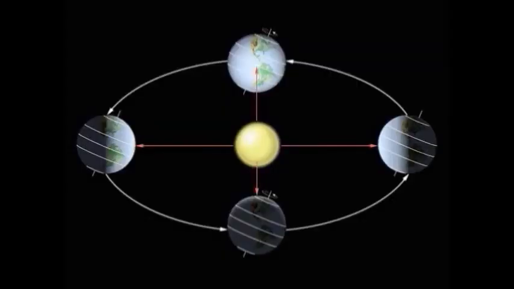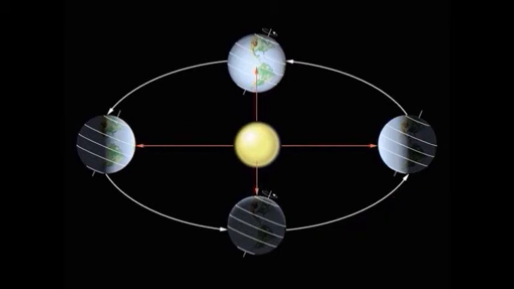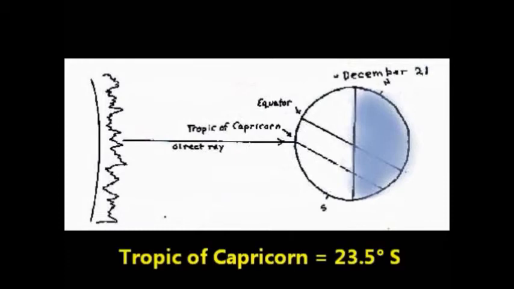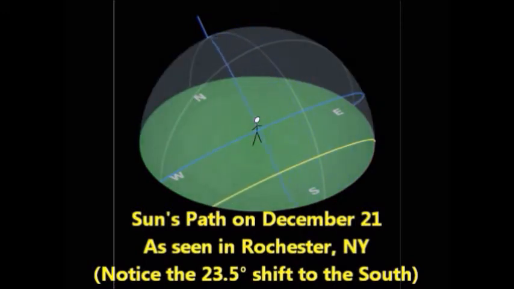You'll notice on the other side here that the North Pole is pointed away from the sun, and so that would be winter in the northern hemisphere and summer in the southern hemisphere. On December 21st, when the North Pole is tilted away from the sun, the light is directed at the latitude 23.5 degrees south of the equator, which is known as the Tropic of Capricorn. This causes the apparent path of the sun to shift everything, sunrise, solar noon, and sunset, 23.5 degrees to the south. The sun's path looks like this.